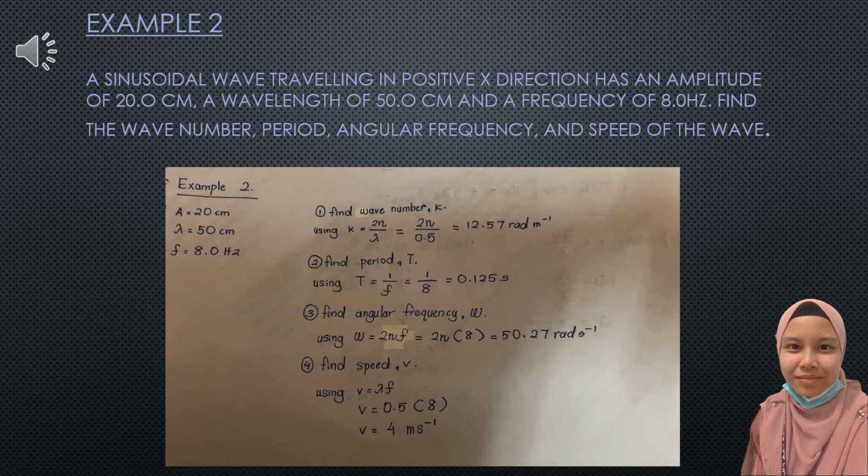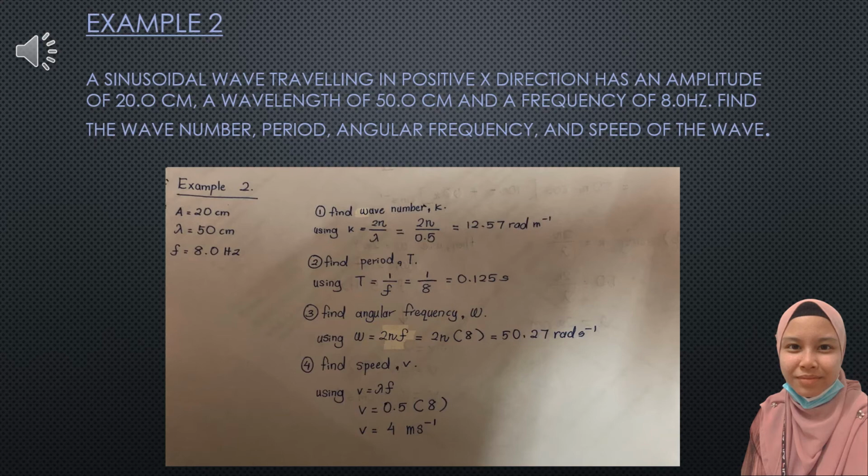Example 2. A sinusoidal wave travelling in positive x direction has an amplitude of 20 cm, a wavelength of 50 cm, and a frequency of 8 Hz. Find the wave number, period, angular frequency, and speed of the wave. Okay, yang diberi adalah amplitude, wavelength dan juga frequency. So, untuk mencari wave number, kita guna rumus k equals to 2 pi divide by wavelength. So, kita masukkan nilai, dapat 2 pi bahagi dengan 0.5 sama dengan 12.57 rad per meter.